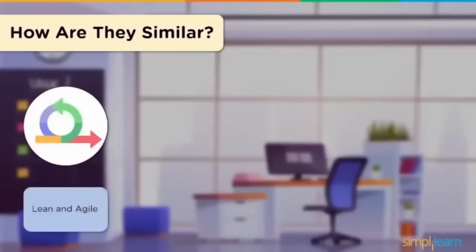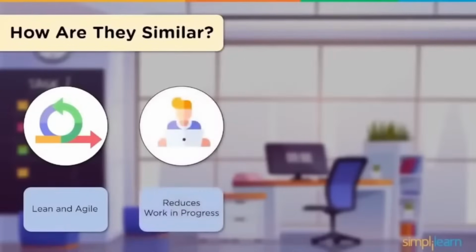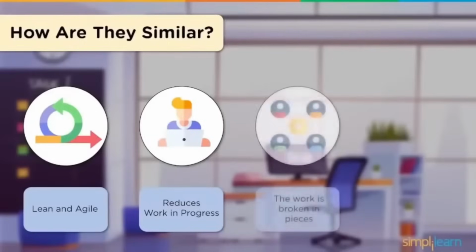Firstly, they both have principles of lean and agile, which means reduction of waste, and both of them are time-boxed and iterative approaches that enable product delivery in an incremental manner. Both these frameworks aim to reduce the amount of work in progress. This forces the teams to ensure that they focus on a smaller set of tasks. This also makes blockers and bottlenecks a little more visible. In both cases, the work is divided into smaller, more manageable units.